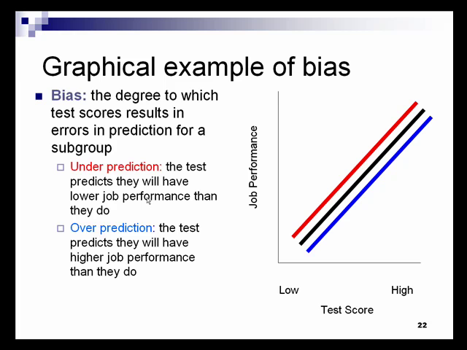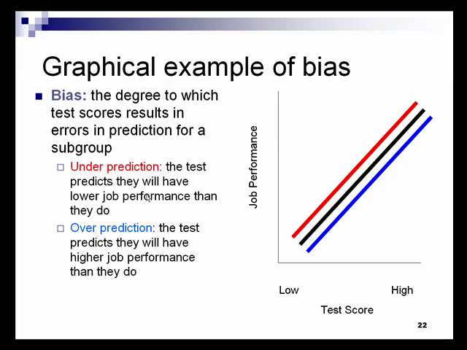Again, our definition of bias is that it is the degree to which test scores result in errors in prediction for a subgroup. The graph on the right is an illustration of the relationship between test scores and actual job performance. This idea can be tricky for students to understand. Let me try to explain this as simply as possible. Let's say that we're looking at whether a test is biased against either men or women. So that's our subgroup, gender, men or women. We can look at this by comparing scores between men and women with any test.